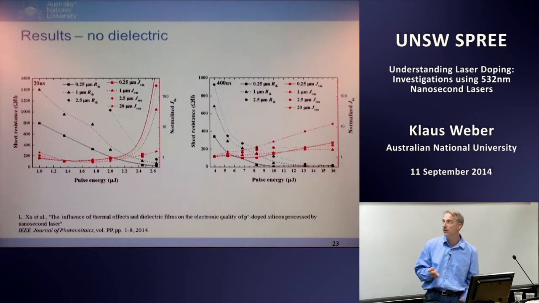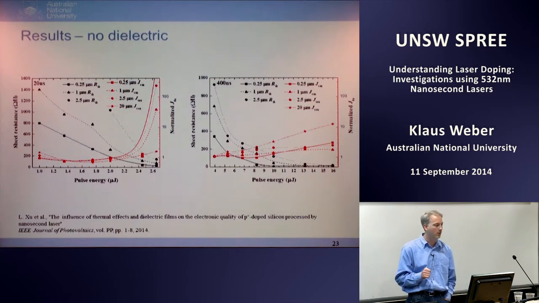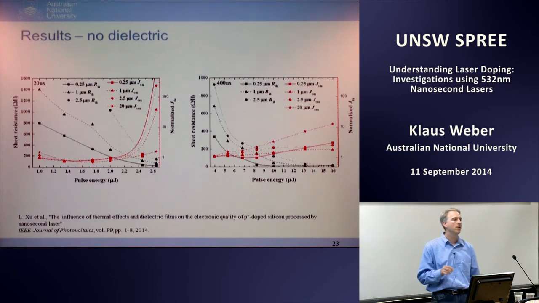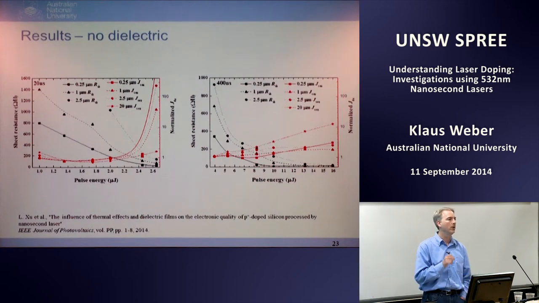In this case, on the left, we've got 20 nanoseconds. On the right, we've got 400 nanoseconds. And then once again, we varied the pulse overlap. So we can see in this case, 0.25 microns all the way up to 20 microns. 20 microns is the case where we've got individual pulses, so there's no overlap at all.